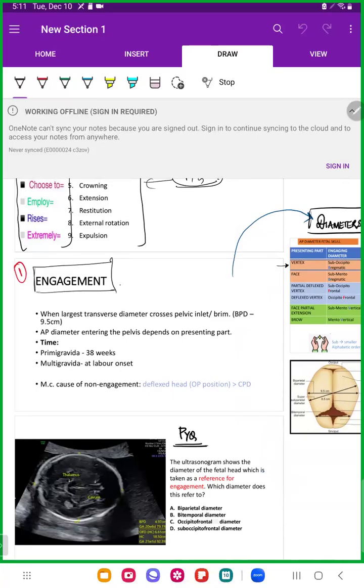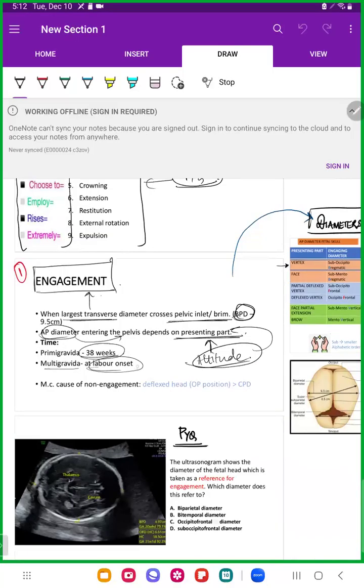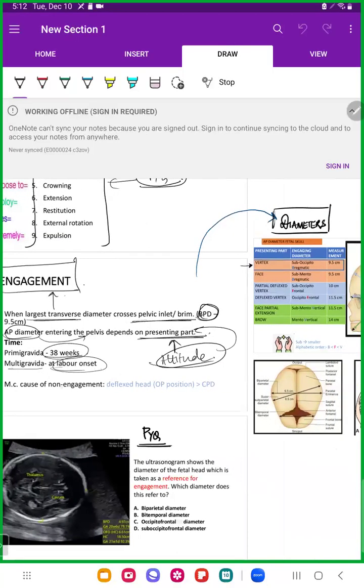What do you mean by engagement? So when the largest transverse diameter, which we know is biparietal diameter, crosses the pelvic inlet, this phenomenon is called engagement. Okay. And the anteroposterior diameter that will be entering the pelvis will depend on the presenting part. So that depends on the attitude. What is the attitude of the fetal head? On that, it will depend what is the presenting part. So in primigravida, the engagement occurs at about 38 weeks, and in multigravida, it occurs at labor onset. So what is the most common cause of non-engagement? It is a deflexed head, which is occipito-posterior position. Okay.